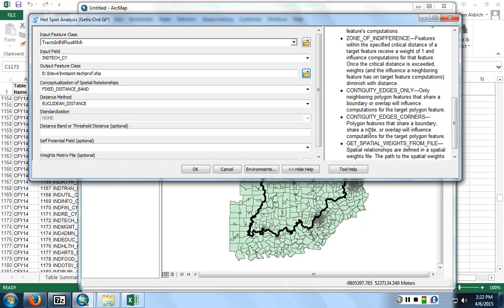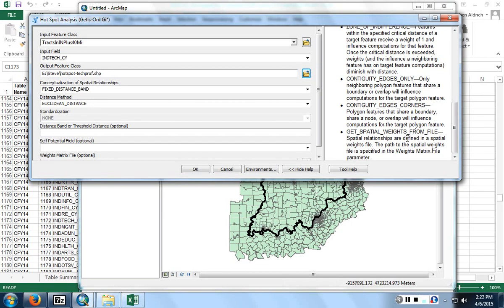So this is nice if you've got polygon data like us, and so you'd say only those areas that touch the current polygon might be considered. We might say contiguity edges and corners, so any place where there's an overlap or a node shared will be potentially in a cluster. And then we could actually define these spatial weights or these spatial relationships manually.